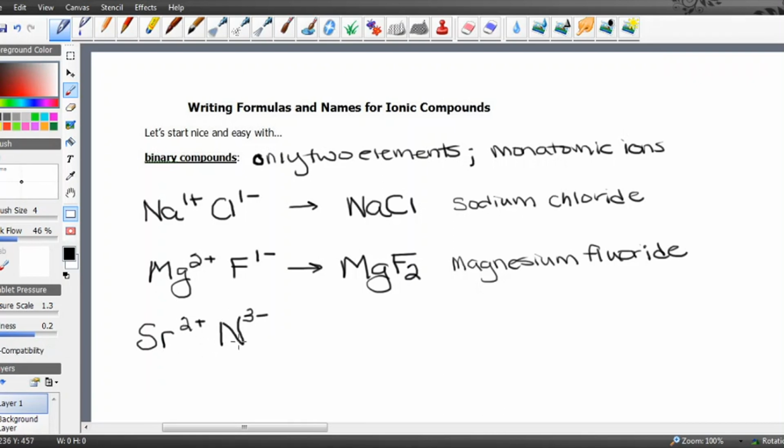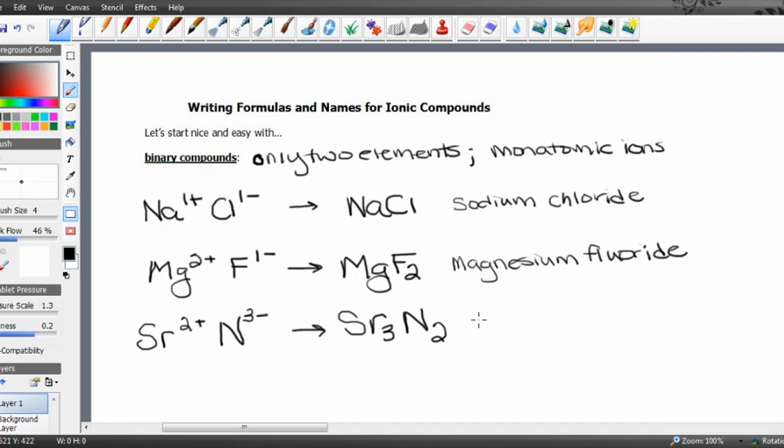we need the least common multiple between a 2 plus and a 3 minus. And that least common multiple is 6. So I need to make the total positive charge 6 plus. And I need to make the total negative charge 6 minus. So I'm going to do that with subscripts. Strontium, need 3 of them because 3 times that 2 plus charge will give me a 6 plus. And my nitrogen, I'm going to need 2 of them because 2 times that 3 minus charge will give me a total of 6 minus.